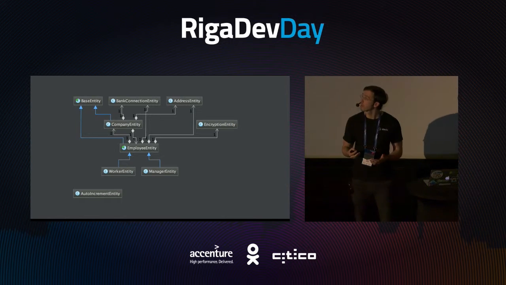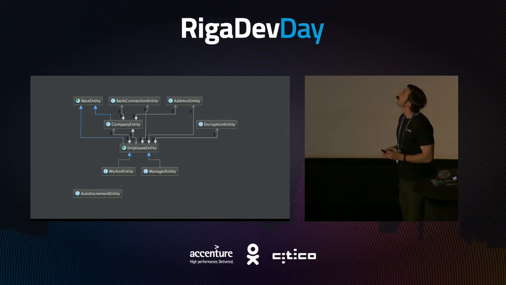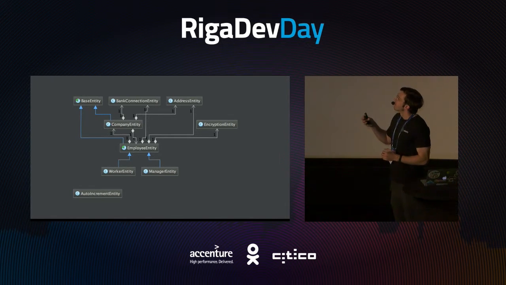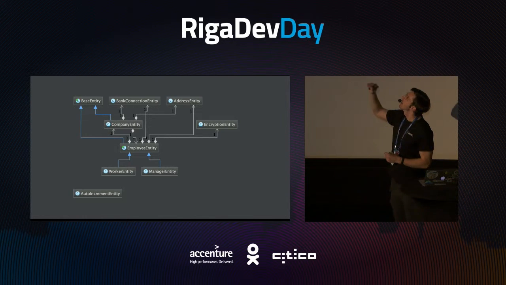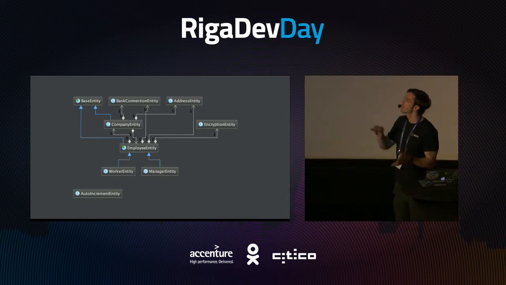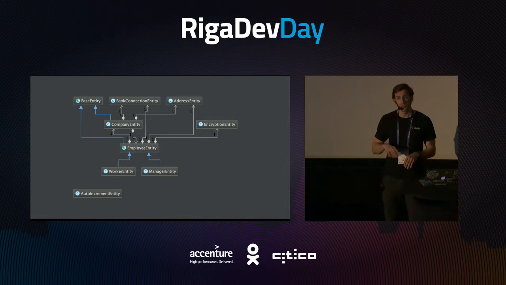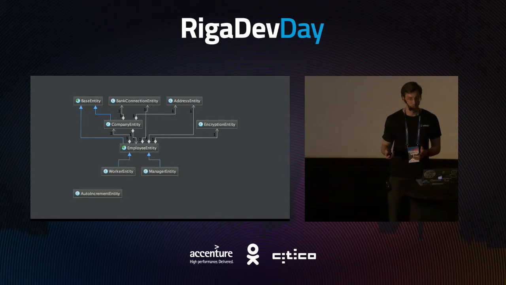What we're targeting is something like this. We have employees, which are split into workers and managers. We have companies, and these employees work for companies, and then both companies and employees have bank connections and addresses, and everything is connected through a base entity. But we'll come to that. So this is just the overall structure of the code.